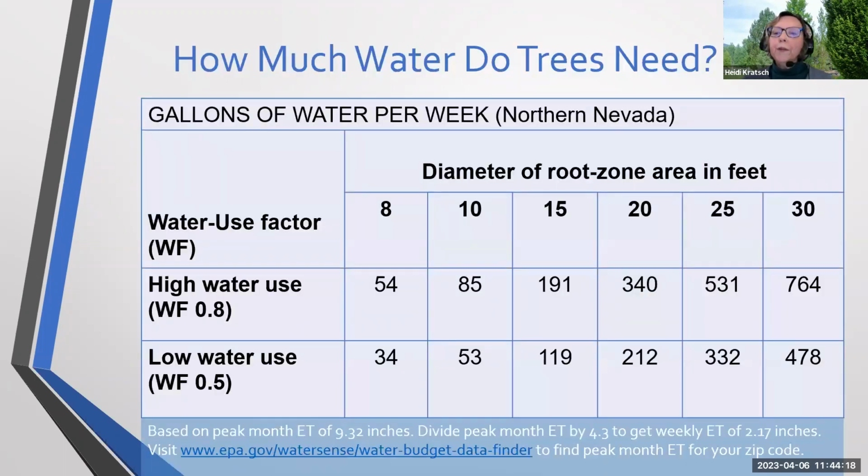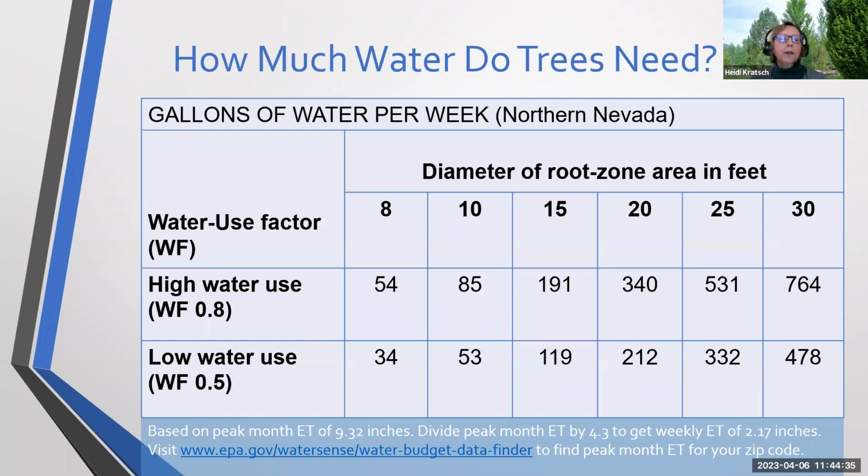So then using the previous equation, I calculated weekly tree water needs in gallons, and it was based on the size of the tree, which was indicated by the diameter of the root zone area in feet, and then also based on the water efficiency of the tree.